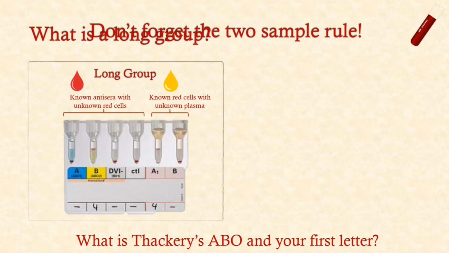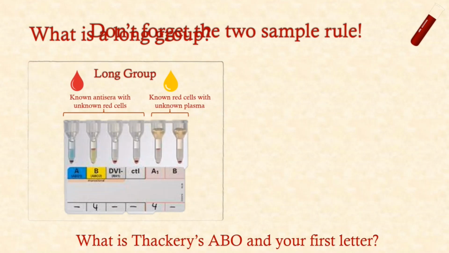So this would pass all good, and we'd call it D. It is D as well, but for this, we're just more interested in the B. And don't forget your 2-sample rule. So you can do a confirmatory test. So this is your short group or forward group only. So you're just testing what's on the patient's red cells, and you can use this for your confirmatory sample when you're testing in the lab.